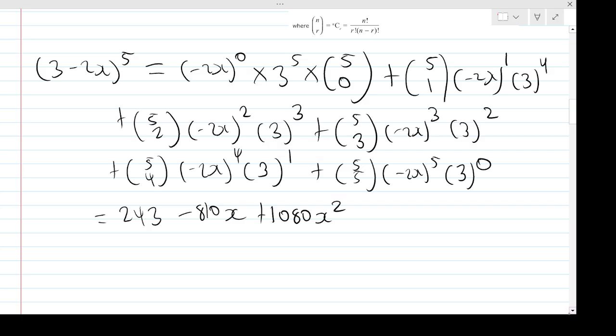Then the next term here, well, 5 choose 3 is also 10, times by minus 2 cubed, which will be minus 8, and then 3 squared will give us overall minus 720, but then we have the x cubed as well, okay?